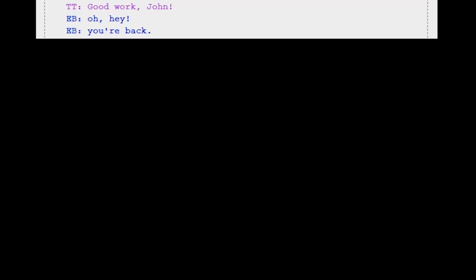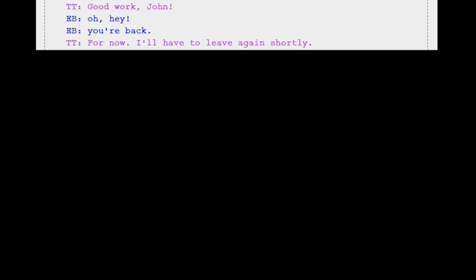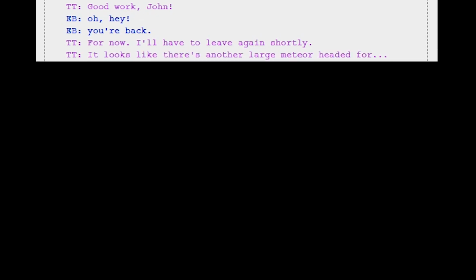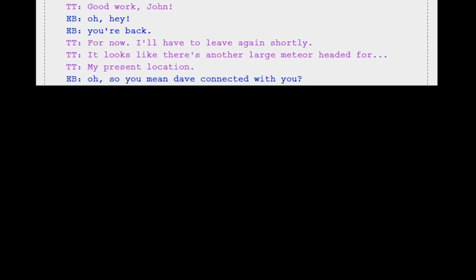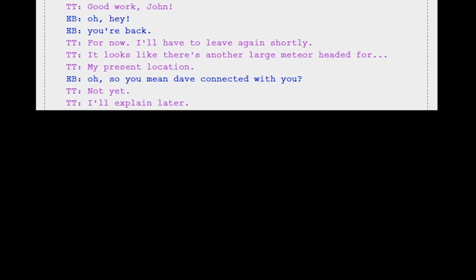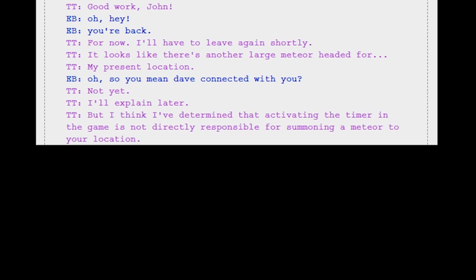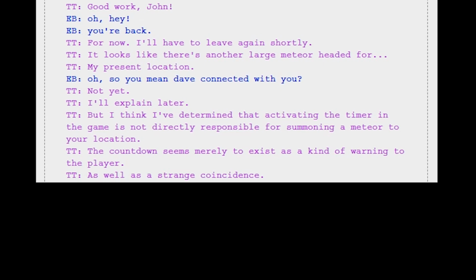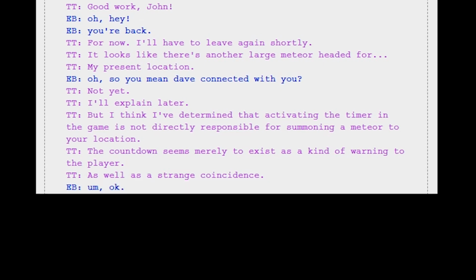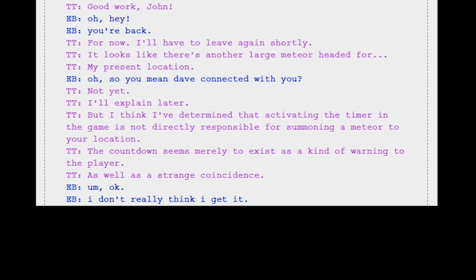Good work, John. Oh, hey, you're back. For now, I'll have to leave again shortly. It looks like there's another large meteor headed for my present location. Oh, so you mean Dave connected with you? Not yet. I'll explain later. But I think I've determined that activating the timer in the game is not directly responsible for summoning a meteor to your location. The countdown seems merely to exist as a kind of warning to the player, as well as a strange coincidence. Okay. I don't really think I get it. Is this relevant?